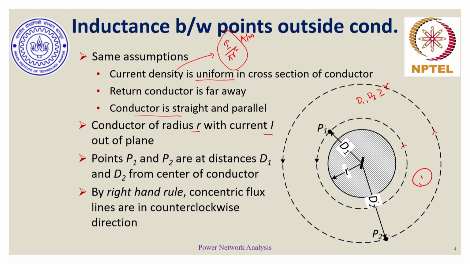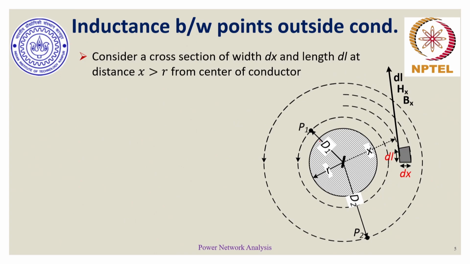So, by the right hand rule, as I have already explained, if the thumb points in the direction of the flow of current, which is out of the plane of the slide, the fingers would curl in the anticlockwise direction, and that's how the directions of flux lines are decided.